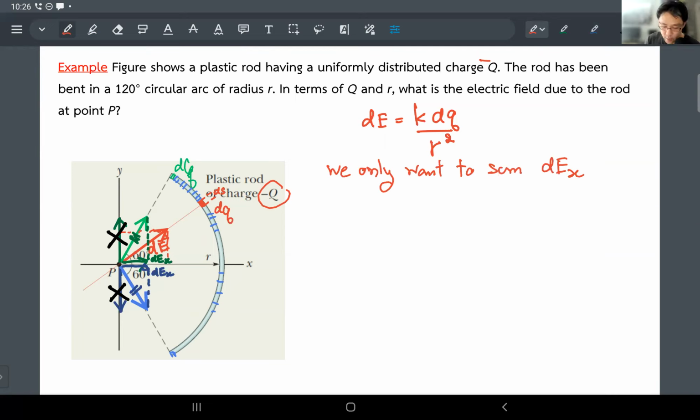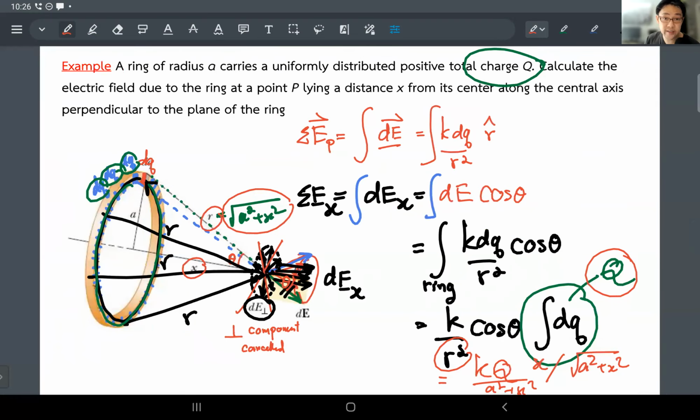Let's take a look at this, John. I can write that one out. It's just that original DE. And then now you just want to break this into its component, right? So you might want to call this theta, John. So it's going to be DE cosine theta. But this one is unlike the previous problem. In the previous problem, the theta is fixed. No matter where your DQ are, your theta stays the same. So that's why your cosine theta can be pulled out from the integral, doesn't give you any headache.